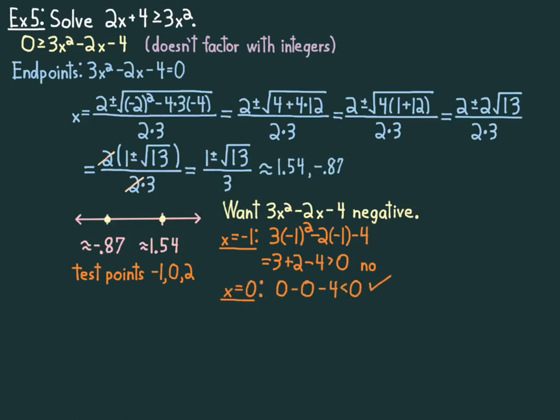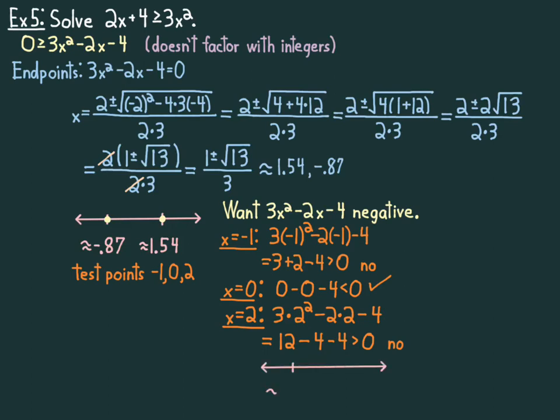What about 0? 0 is pretty easy. -4 is less than 0. Yep. What about 2? You got 12 minus 4 minus 4. Or 12 minus 8. That's positive. I wanted it to be negative, so no. So now I can fill in the region that works, which is just the one in between.